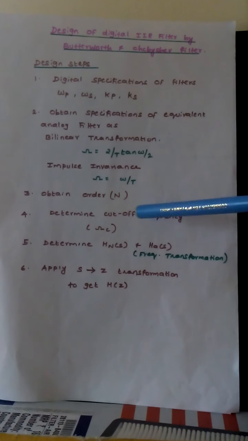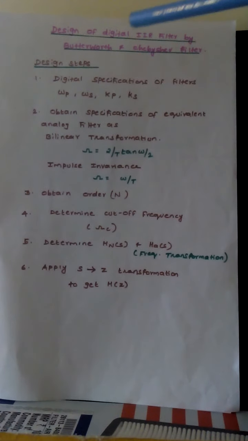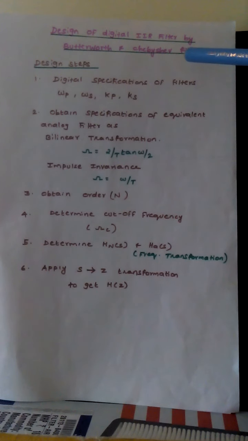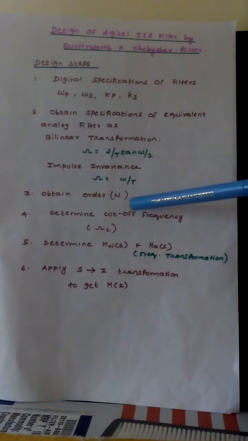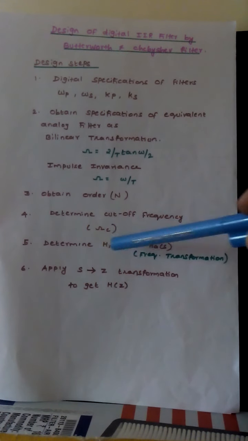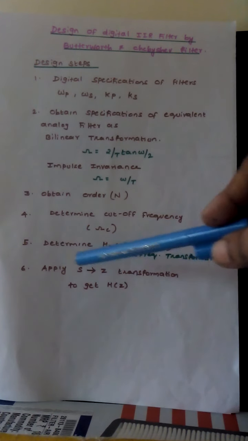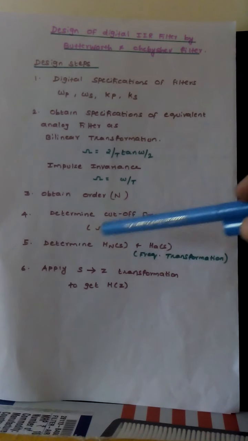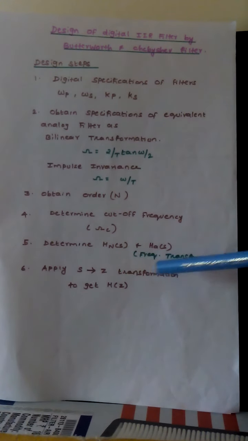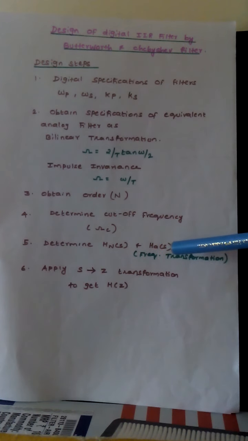Next step is to find the order n. They will mention whether we have to do it by Butterworth or Chebyshev, and according to that we select the formula. So the third step is to find the order n, and the fourth is to find the cutoff frequency. In the fifth step, depending upon the order n, we write down H n of s, the system function, and then apply the frequency transformation to find H A of s.